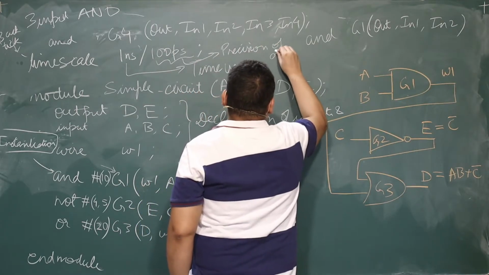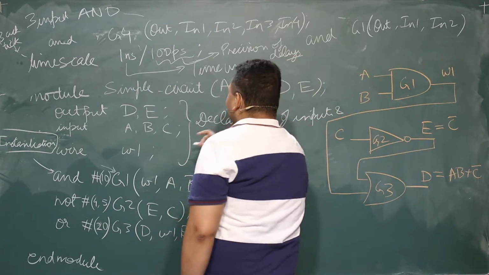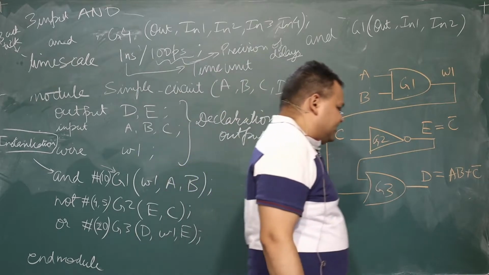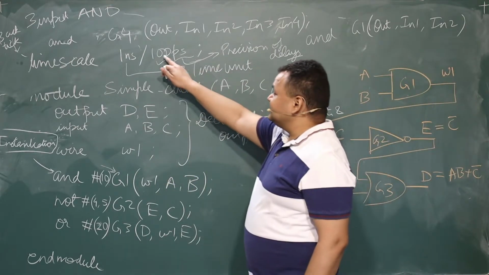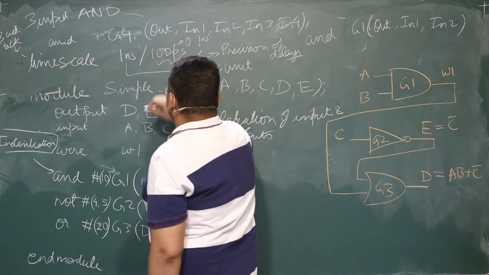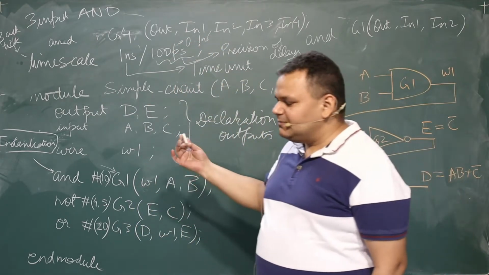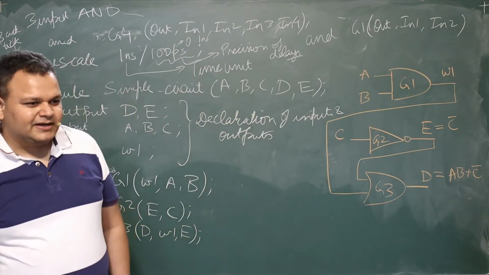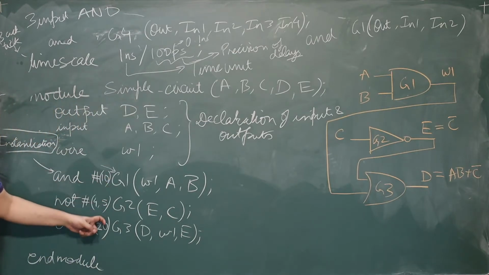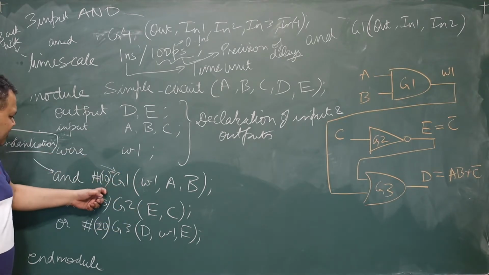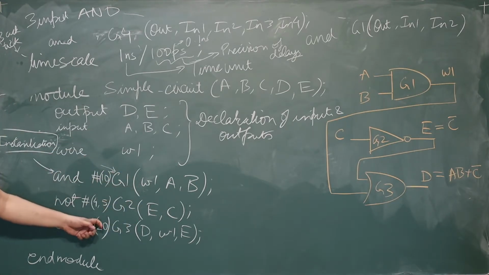of delays. So when I say 100 picoseconds, what is that in nanoseconds? How much is that in 1 nanosecond? 0.1. So it is equivalent to 0.1 nanoseconds. So what I mean by this time scale declaration is that all your time units are going to be in terms of nanoseconds. So you'll multiply 10 by 1 nanosecond to get your exact delay.